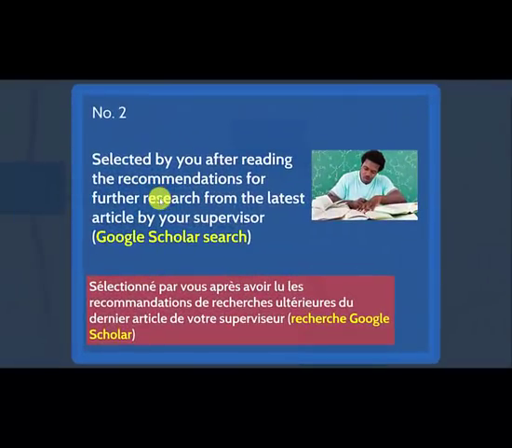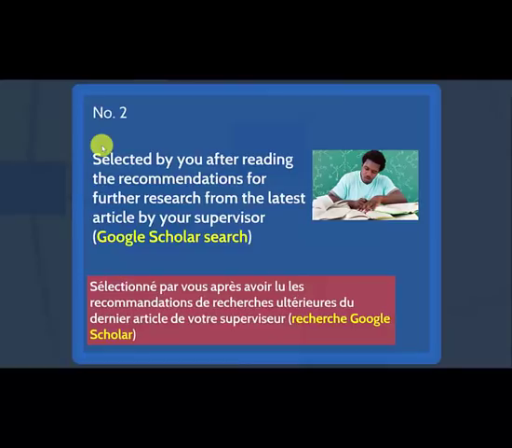Let's go to number 2. Number 2 is when you keep reading literature review, and then you read the work of your supervisor. You use Google Scholar as an ICT tool. You read the work of your supervisor, and then you are able to see the recommendations for further research from your supervisor, and then from there get the title of your thesis. That's way number 2. Any questions so far? Oh, none. So I can go on to way number 3.